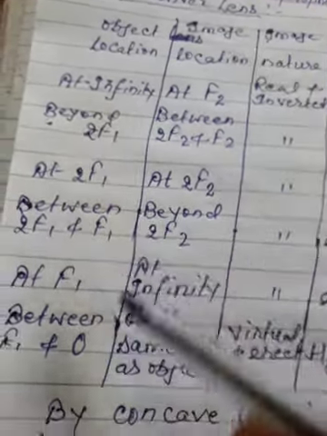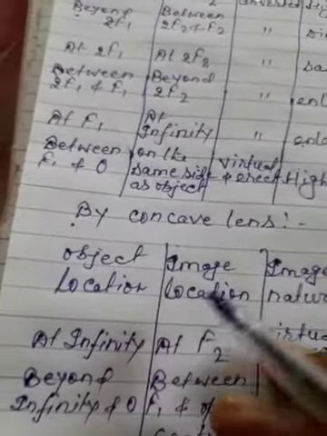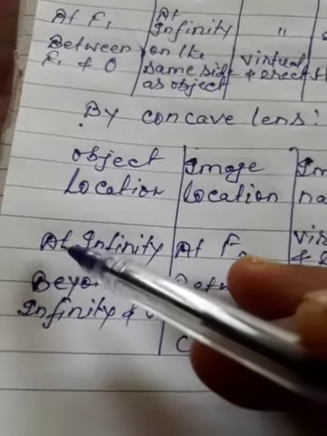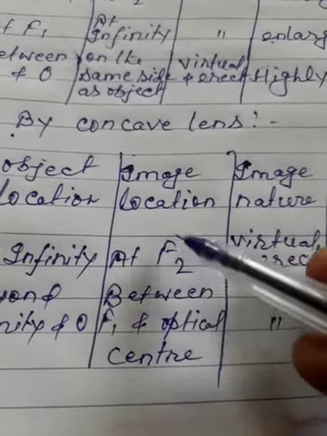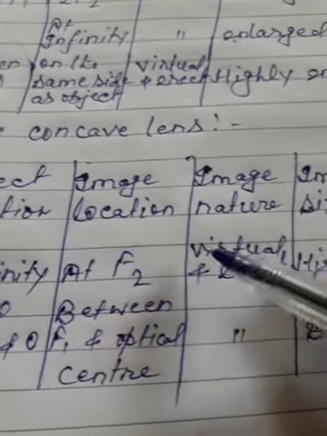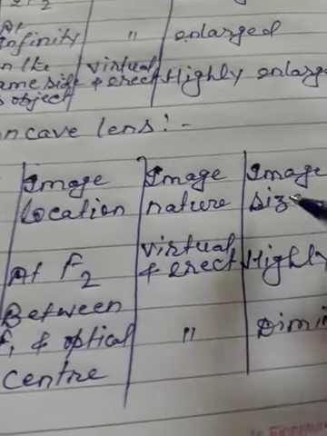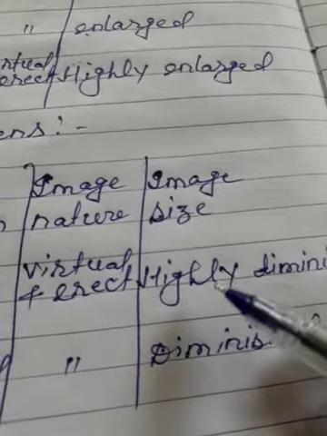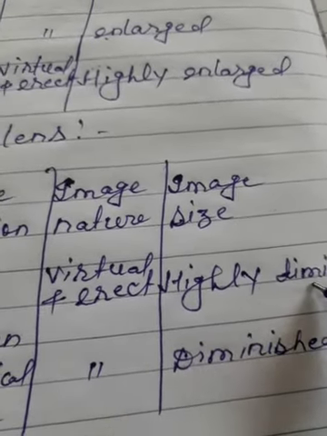Now for the concave lens we have to see the image location. When the object is at infinity, the image is forming at the second principal focus, that is at f2. You have to write the nature of the image as virtual and erect, and the size of the image will be highly diminished, or you can also write here point size. Highly diminished means you have to write point size.